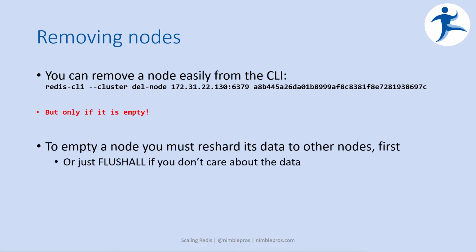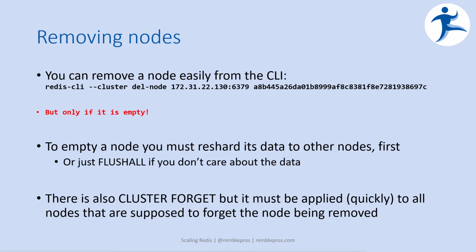Now, you can just run FLUSHALL if you don't care about any of the data on that node, but it's probably better for you to go ahead and reshard that data to other nodes. Unfortunately, doing so is usually a manual process of hash slot by hash slot, but you can automate it with a script. There's also a CLUSTER FORGET operation, but it must be applied to all of the nodes quickly in order for it to work. So again, you would probably want to script this as well.